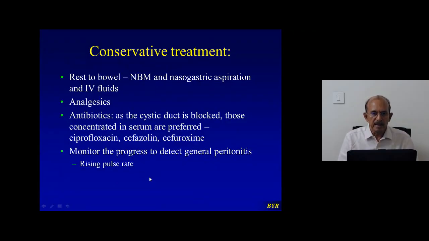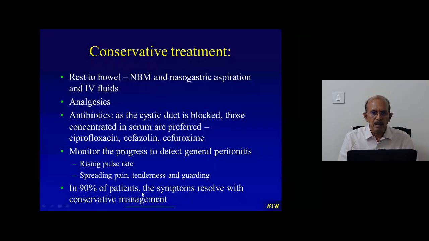That means rising pulse rate, spreading pain, tenderness, and guarding, then leukocyte count. You have to examine daily these 3 things. If they are increasing, it means the local peritonitis is spreading to general peritonitis. In 90% of the patients, the symptoms resolve with this conservative management.